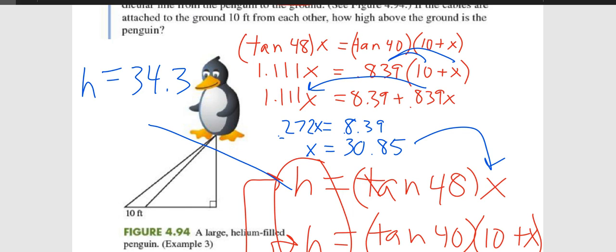Okay, so you got what? Did you type 1048 times 30.85? If you would like to, you could use this value and come down here. There's nothing wrong with that either. You should get the exact same result because they're both equal to the height.